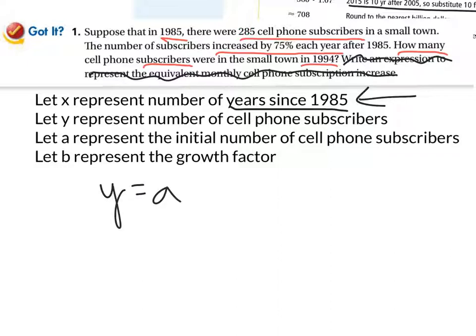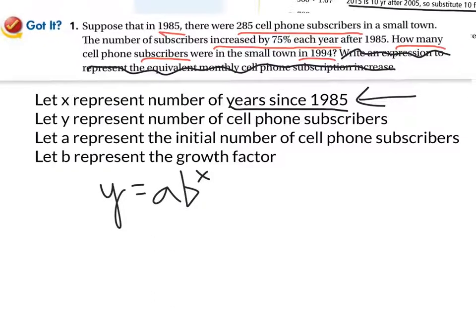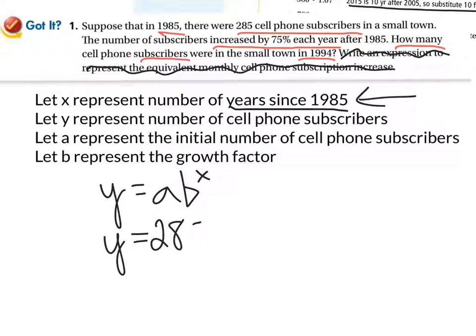So if we think about our formula here, this is kind of what we're looking at. And then we just need to think about what A and B are. A is the initial number of cell phone subscribers, so 285 cell phone subscribers we had to start with. When I do the A and then the B, I usually put parentheses so we can see the B is the only thing raised to this exponent here.